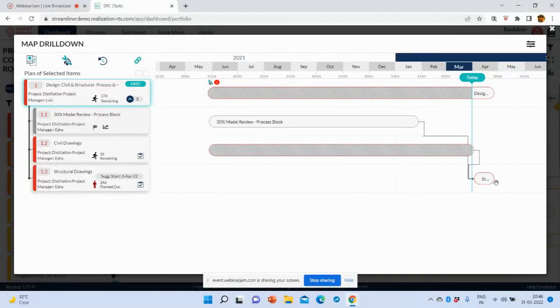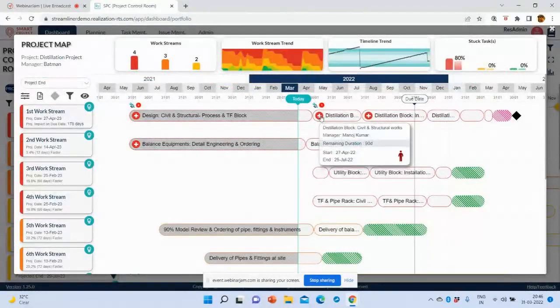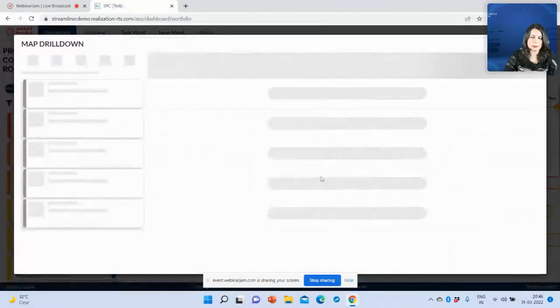Now, one thing to note is this structural drawings, as soon as we complete the civil drawings, technically we can start the civil works. But as Sanjeev mentioned in that discussion about integration points, about the unobvious integration points which exist in the plans, civil drawings can lead to civil works, structural drawings can lead to structural works. And if I look at the next block, which is the civil and structural works.